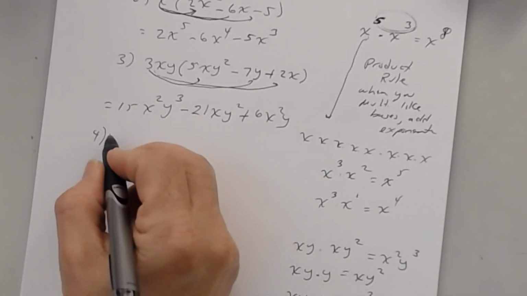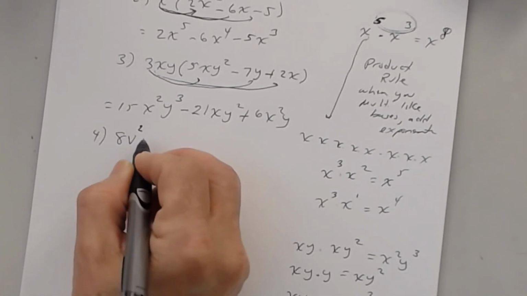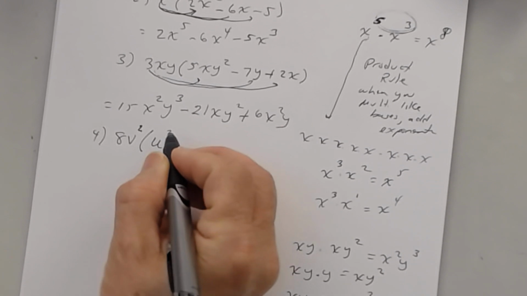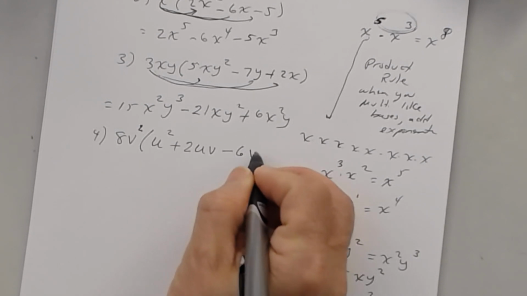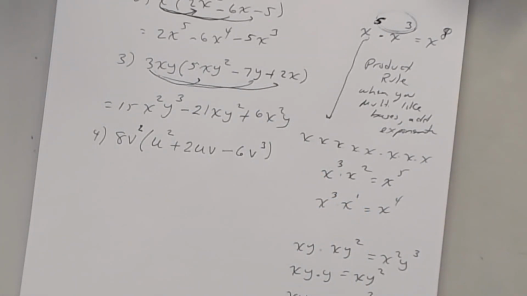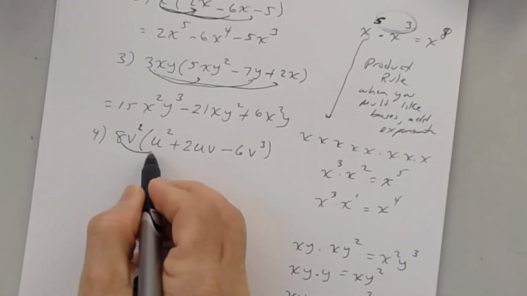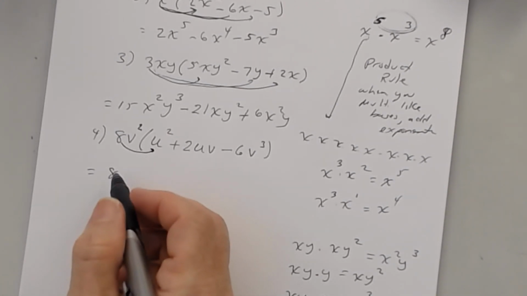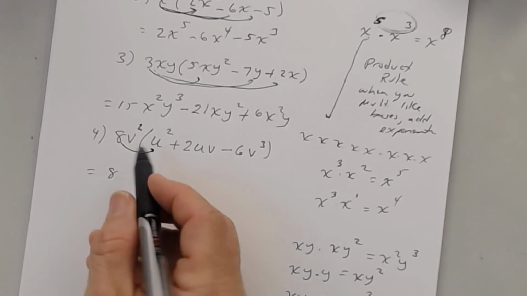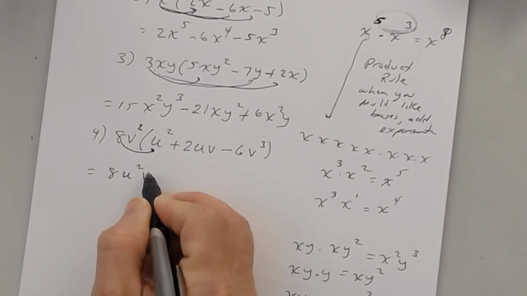Number 4. Suppose I had 8v squared times u squared plus 2uv minus 6v cubed. So 8v squared times u squared plus 2uv minus 6v cubed. All right, same idea. You're going to use the distributive property. So what is 8v squared times u squared? Let's put them in alphabetical order, so let's put the u first. It'll be 8 what? u squared v squared.